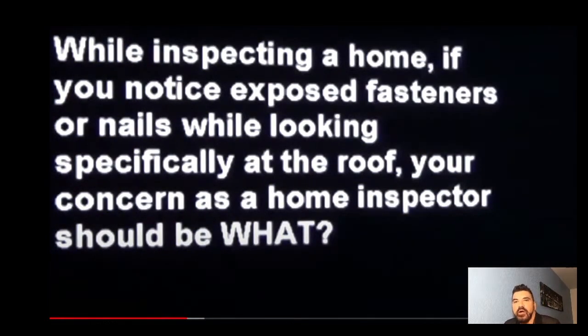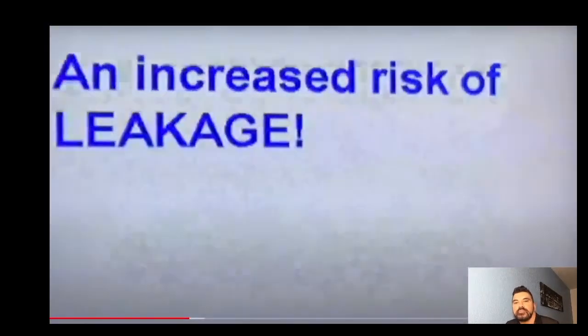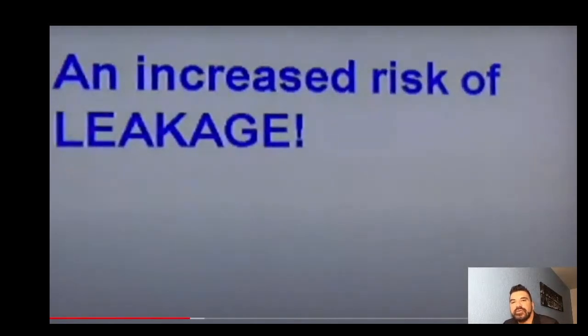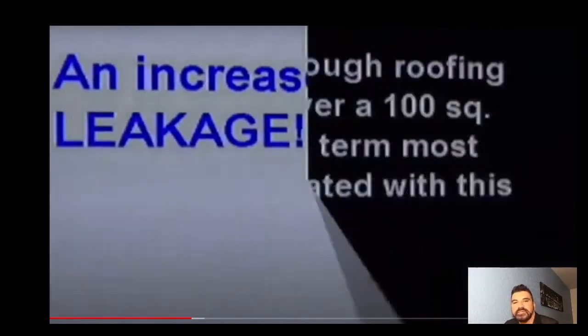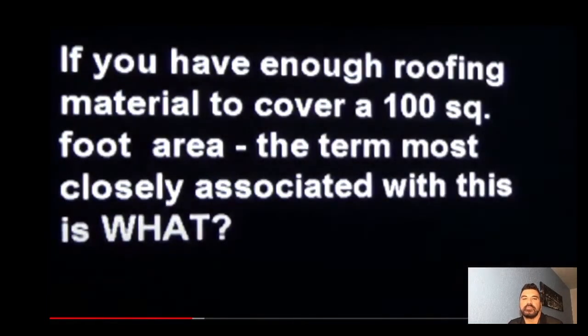So while inspecting a home, if you notice exposed fasteners or nails while you're looking specifically at the roof, what should be your main concern as a home inspector? An increased risk of leakage is the optimal answer. We like to ask you questions both ways because we don't know what New York State's going to do.